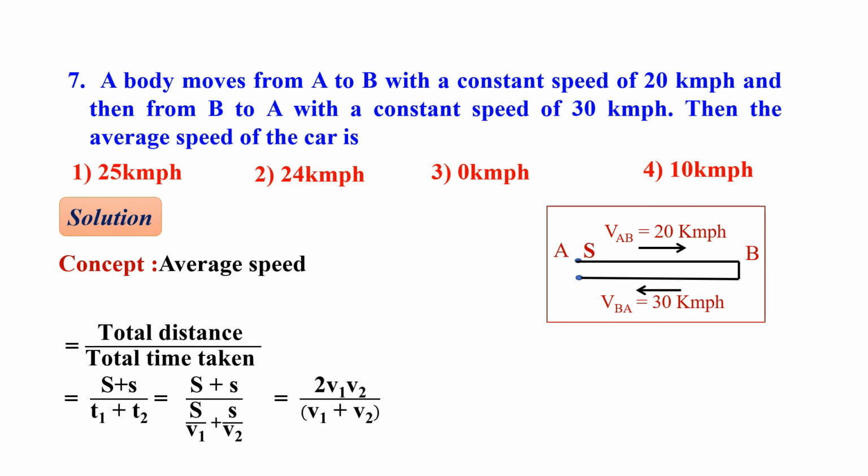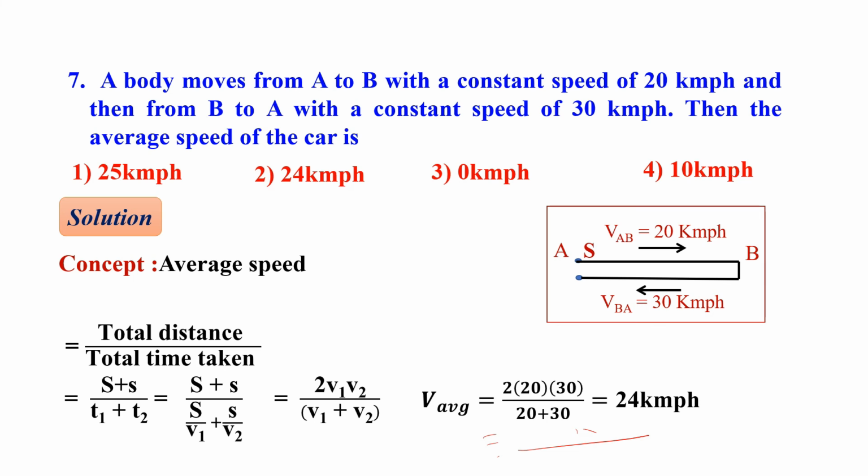Substituting the V1 and V2 values in this, V average is equal to 2 V1 V2, where V1 is given as 20 and V2 is 30. So 2 into 20 into 30 by 20 plus 30. Here 20 plus 30, how much? 50.